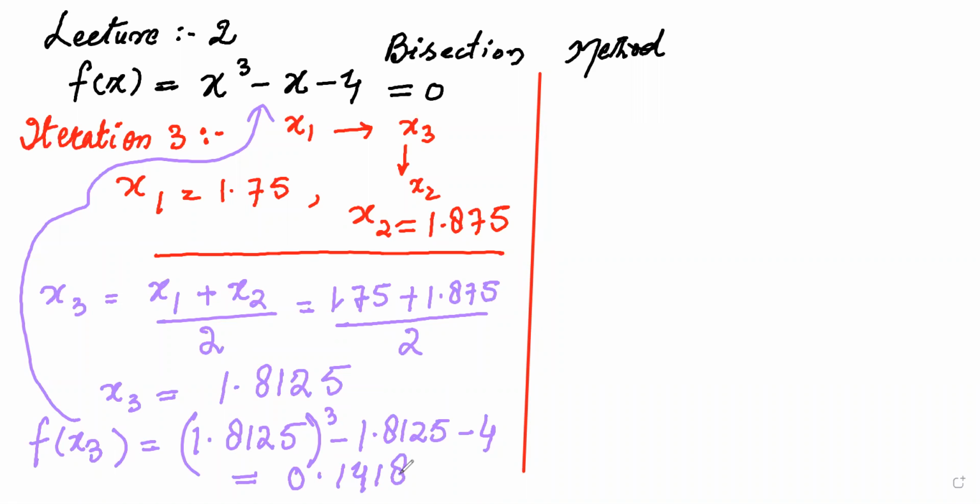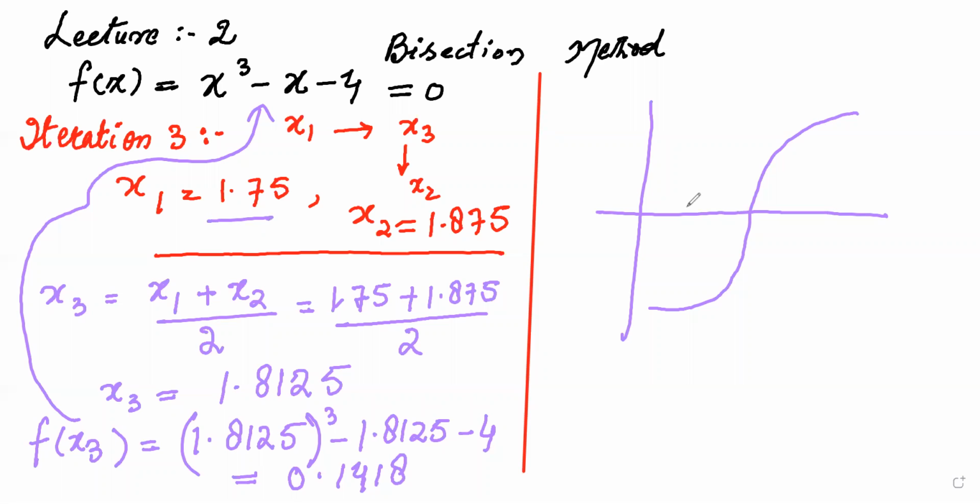This is the value of f of x3. Now again, I will repeat my graph. I had started with two values of x. x1 was 1.75, and x2 is equal to 1.875. That is some point here.